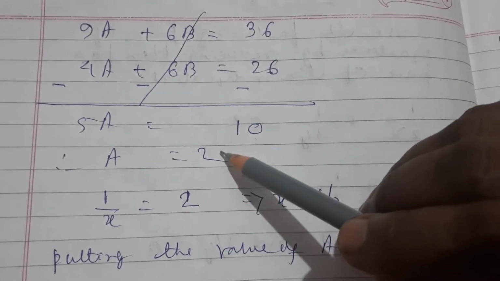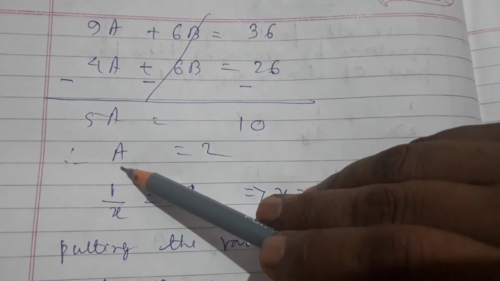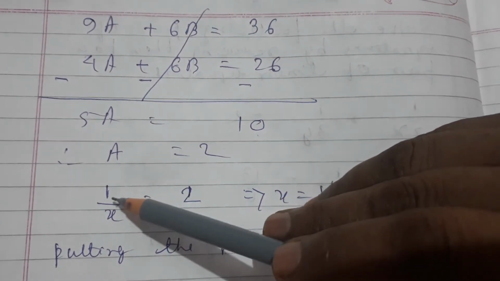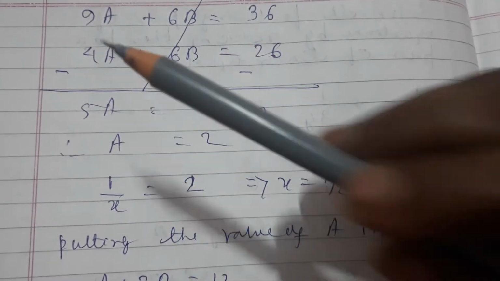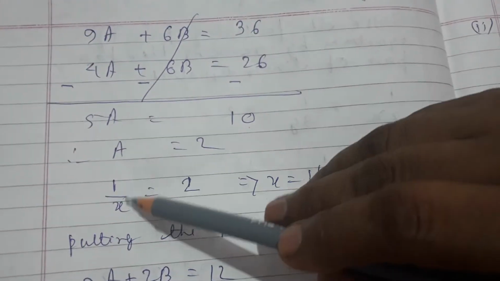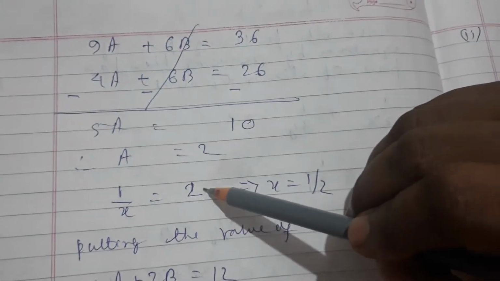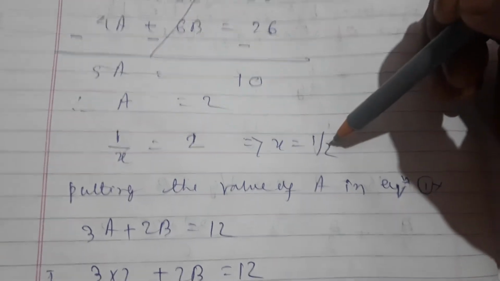So a = 2. Now you put the value of a, which is 1/x, because I have taken 1/x = a. So 1/x = 2, so x = 1/2.